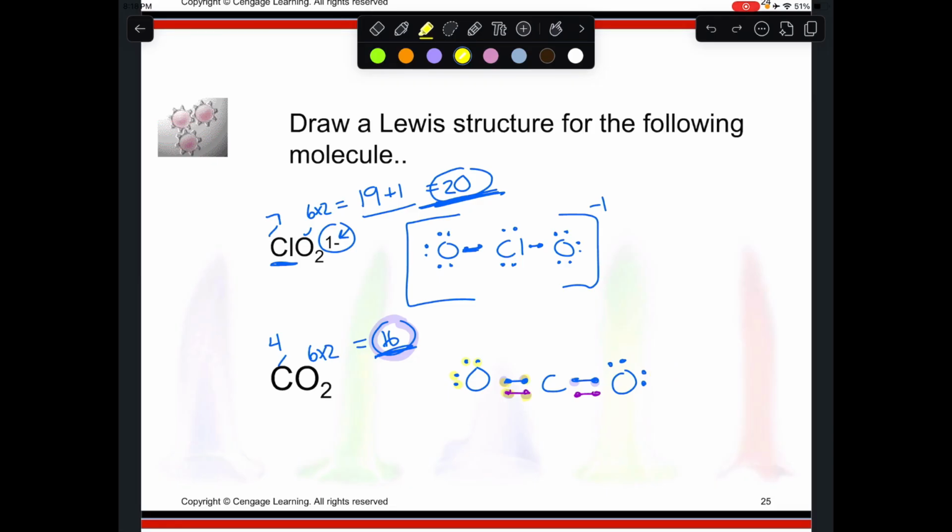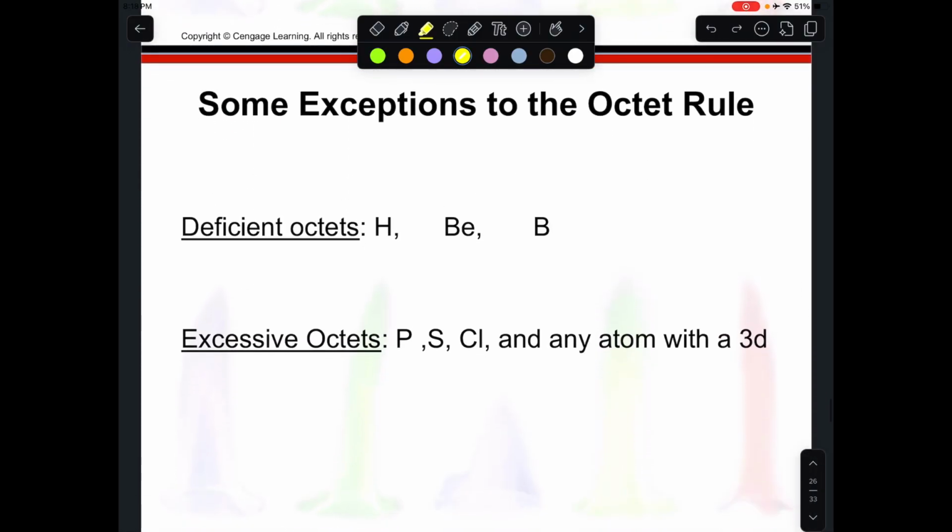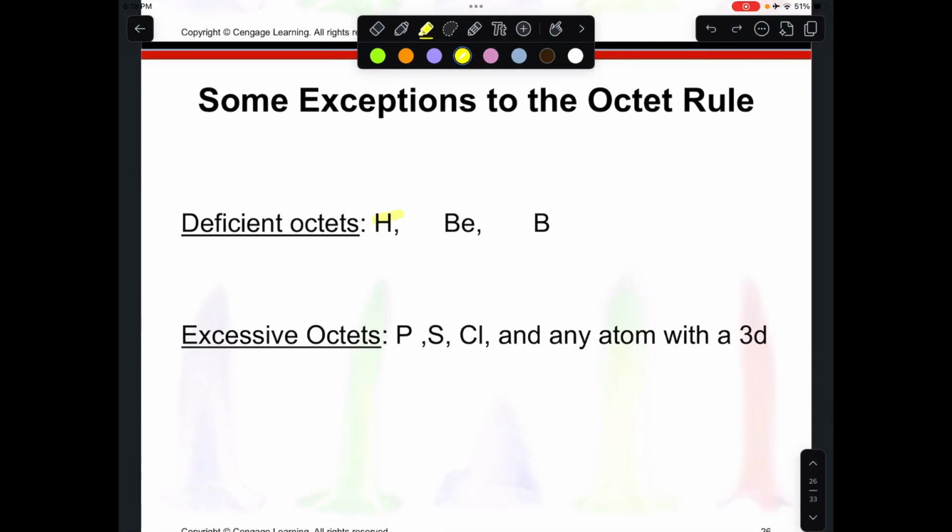They don't have to be opposite ends, and you don't have to spread them out. Once you've drawn them, they hang out in pairs in the Lewis structure format. Okay. Now, a couple exceptions.